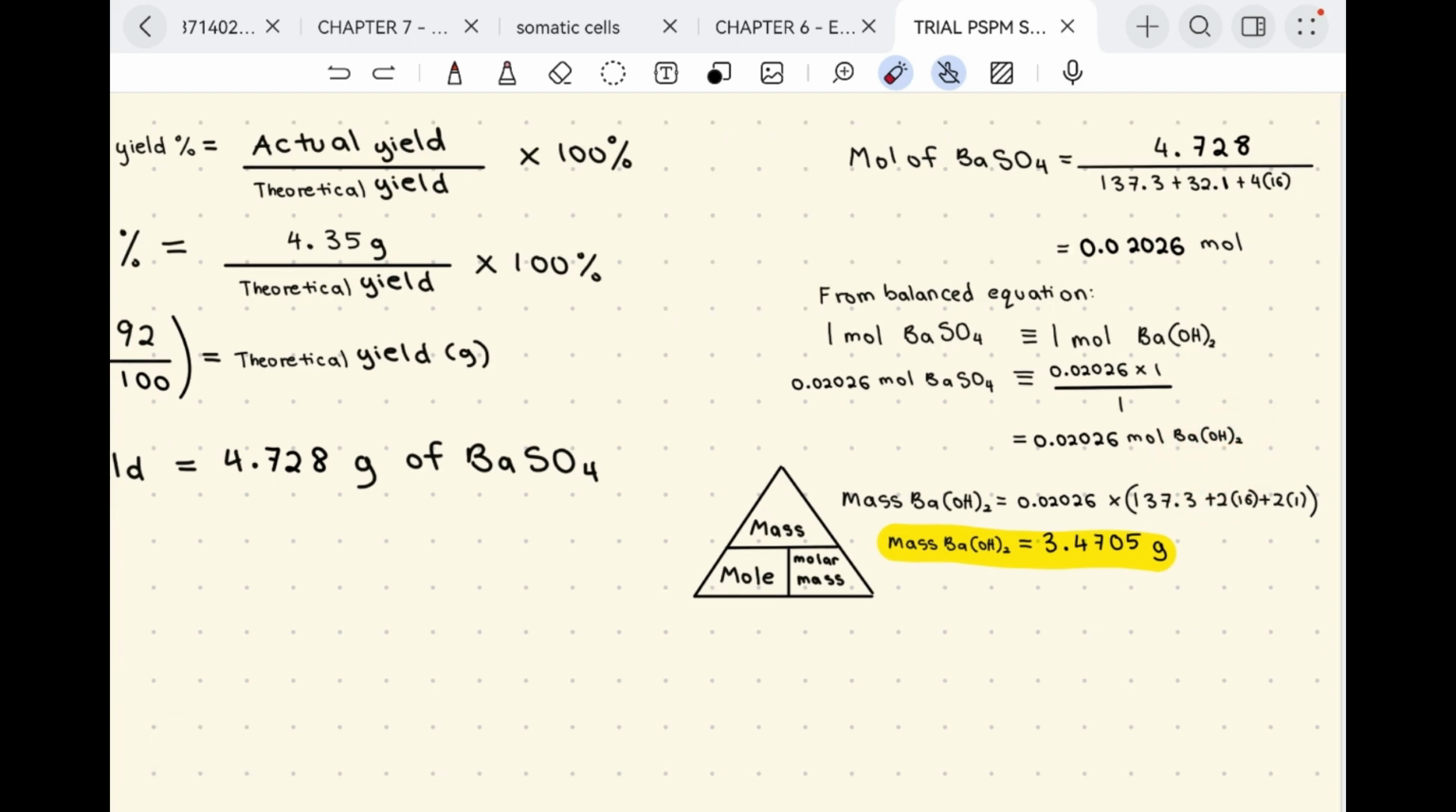Now we know the mole of barium hydroxide. We just need to use the formula to find mass. We times mole by molar mass. So we times the mole of barium hydroxide with the molecular mass of barium hydroxide and we will get the answer, which is 3.4705.